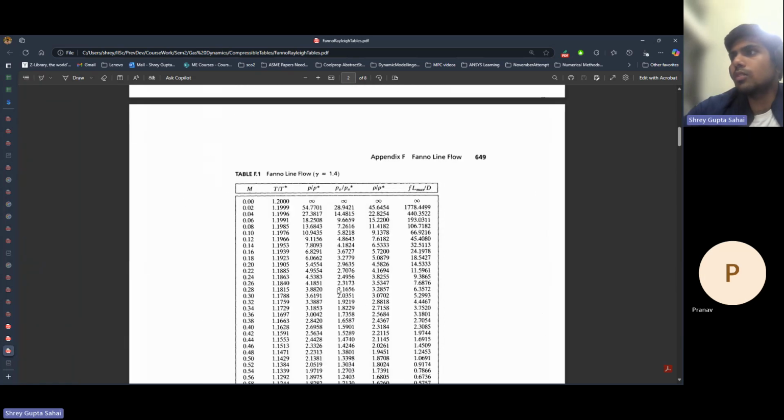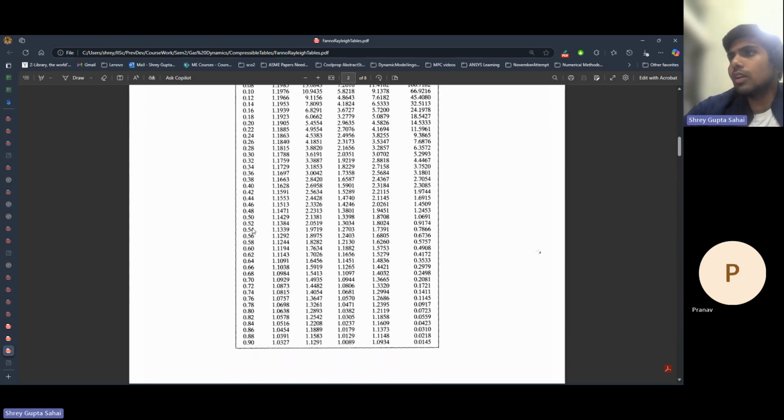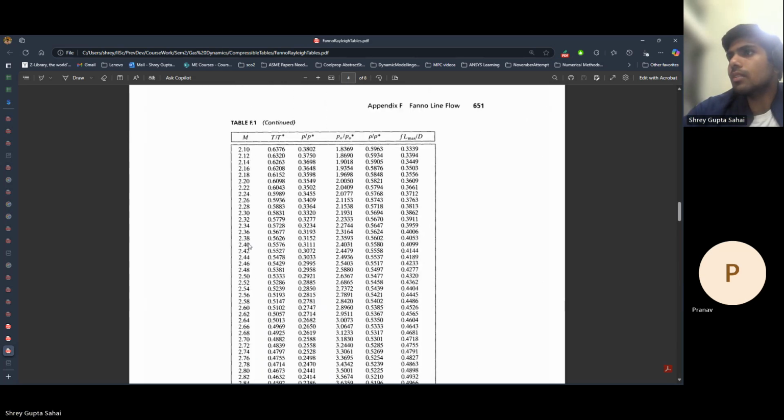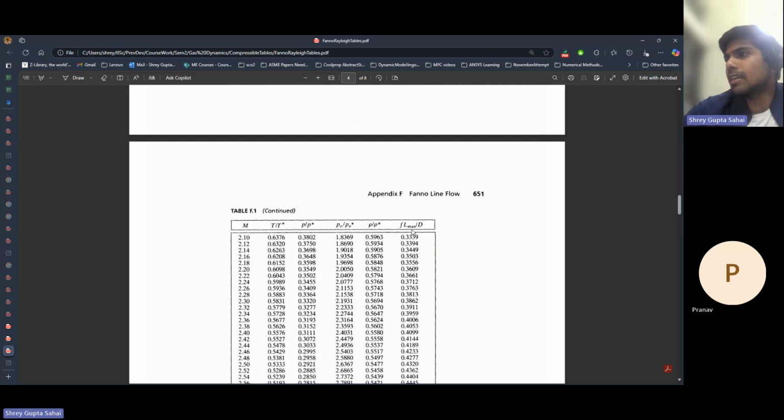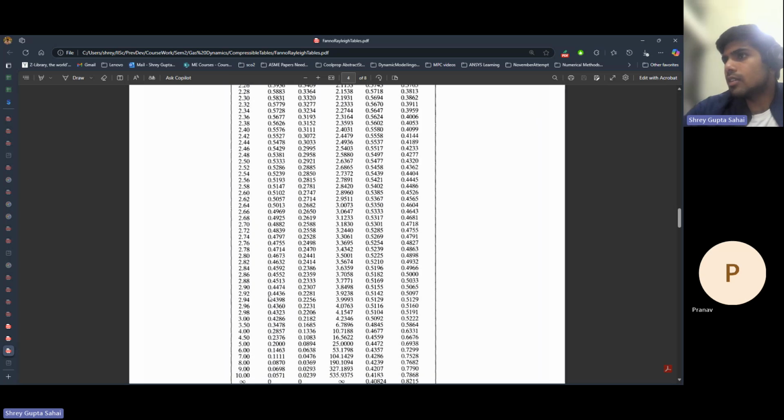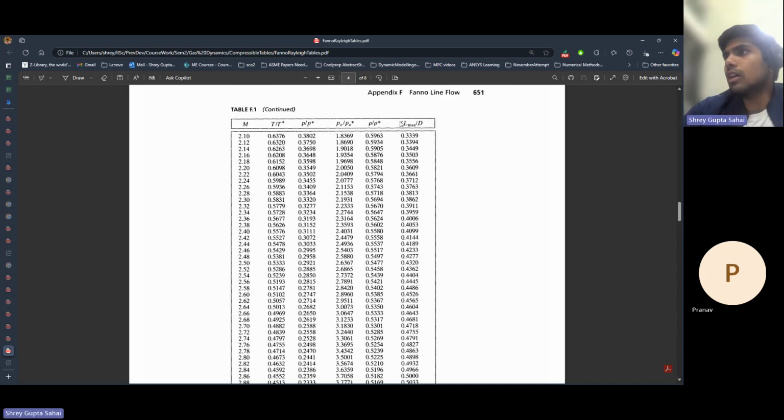So Fanno flow corresponds to 2.95, right? Are you able to see the 2.95 on the screen also? We'll use f L max by D for this. So 2.95 is what? This is 0.5145, I guess. So for this Mach number, f L max by D is 0.5145, right? This value. So I'm going to use this.